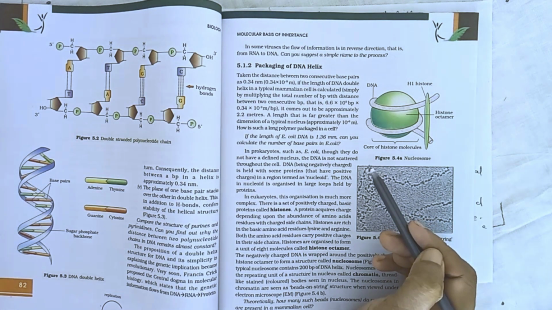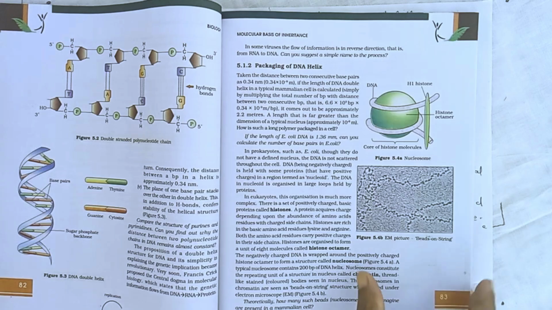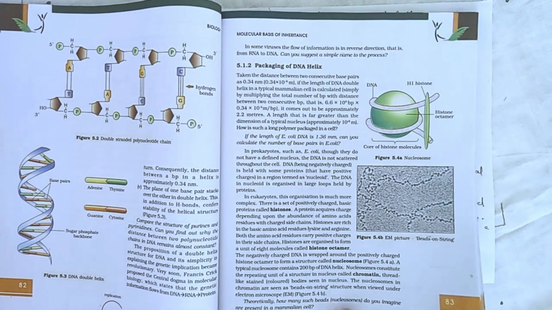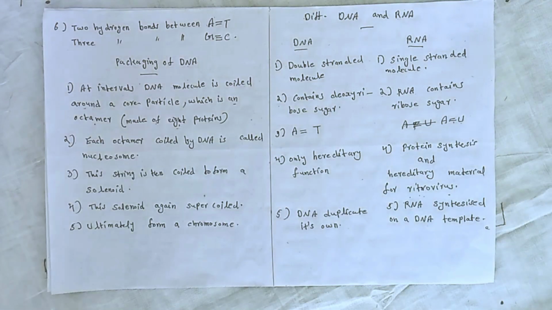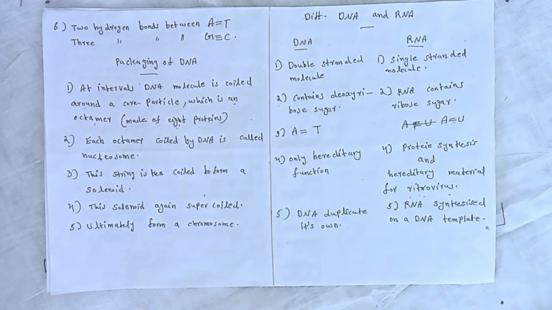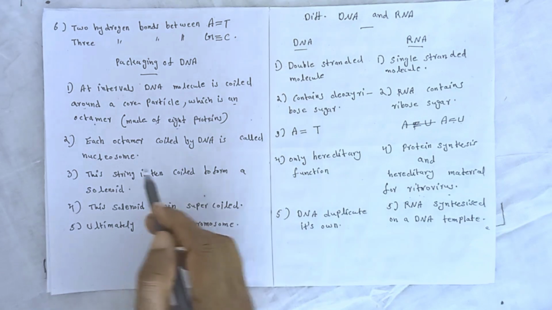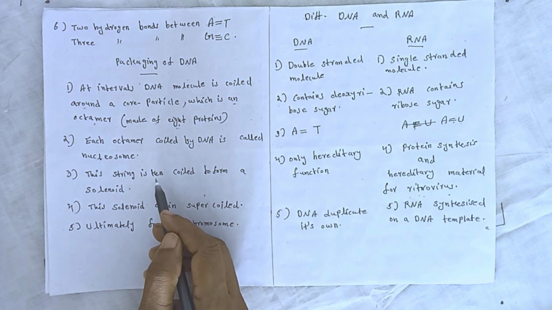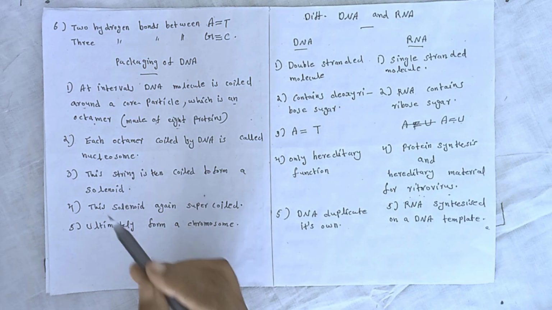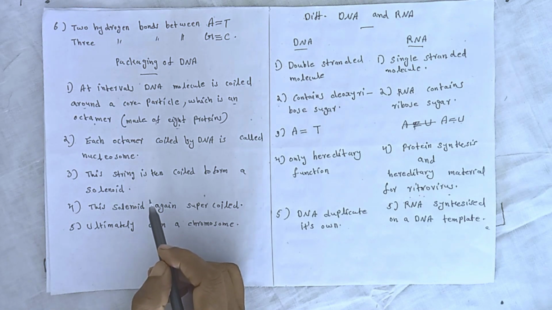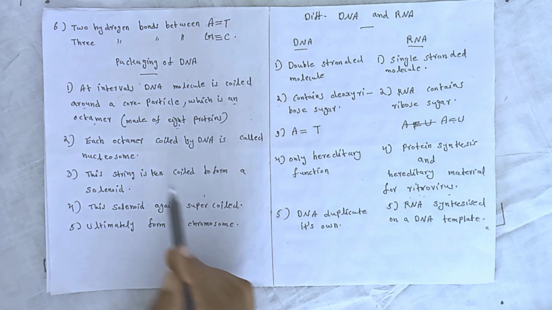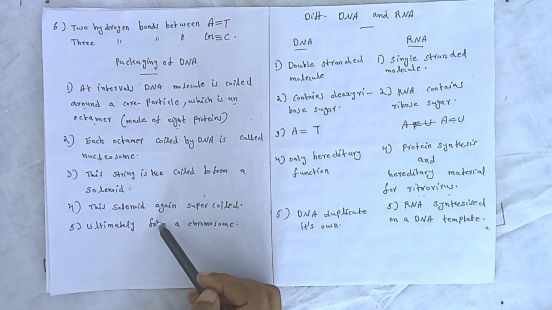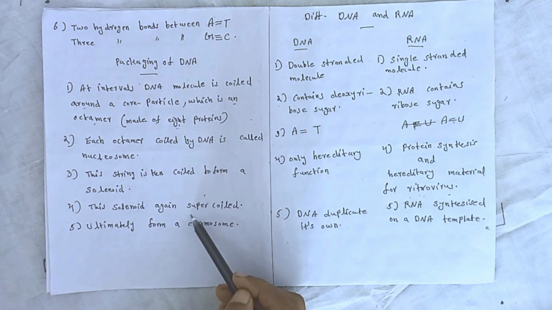This string is then coiled to form a solenoid. The solenoids are again coiled to form supercoils and ultimately form the chromosome. Here there are 4 levels of coiling. Here we write the points of packaging of DNA.